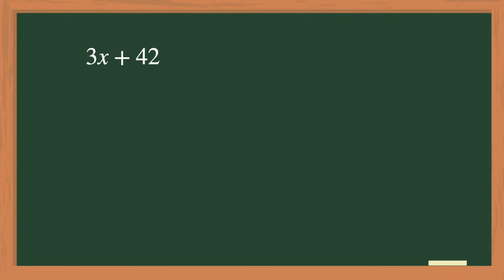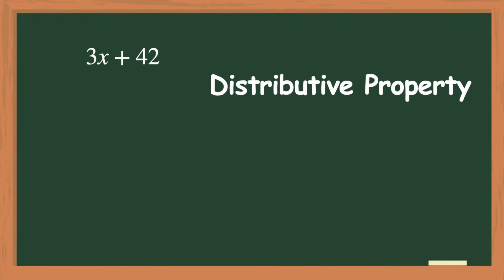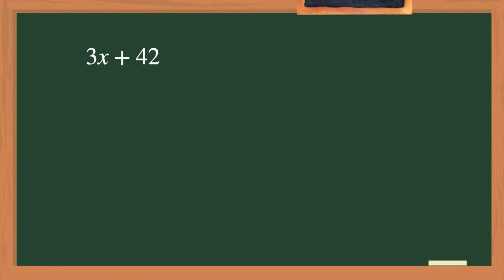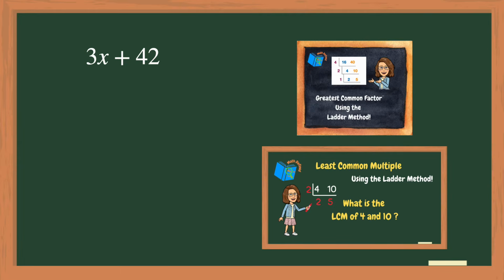I'll begin with this expression or binomial of 3x plus 42. Factoring an expression means to rewrite the expression by undoing the distributive property. I know that sounds a bit confusing, but let me walk you through it by explaining each step. I think the ladder method is the easiest way to factor binomial expressions. If you have watched my other videos on using the ladder method to find the GCF and the LCM for a set of numbers, then this method will look very familiar to you.